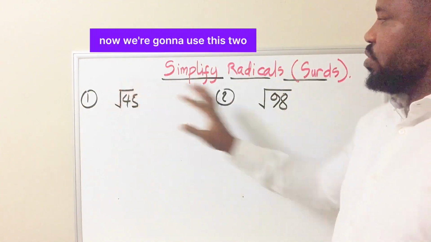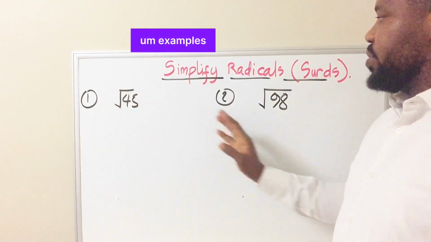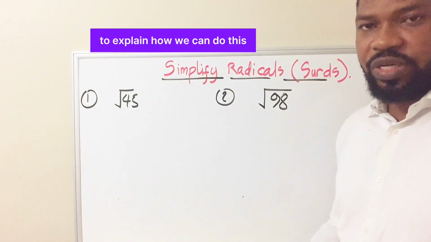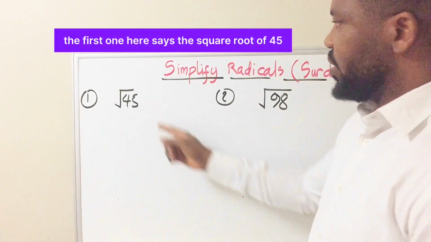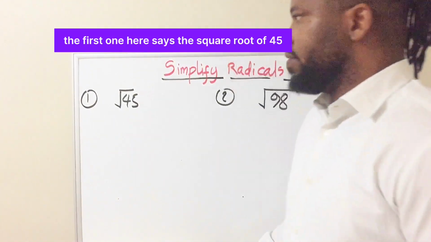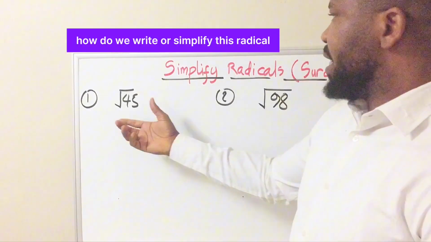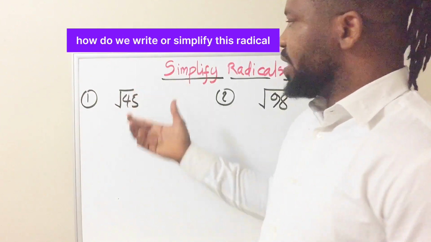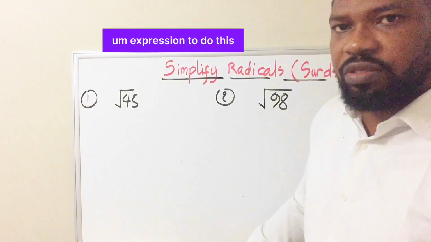Now, we're going to use these two examples to explain how we can do this. The first one here says the square root of 45. How do we write or simplify this radical expression?